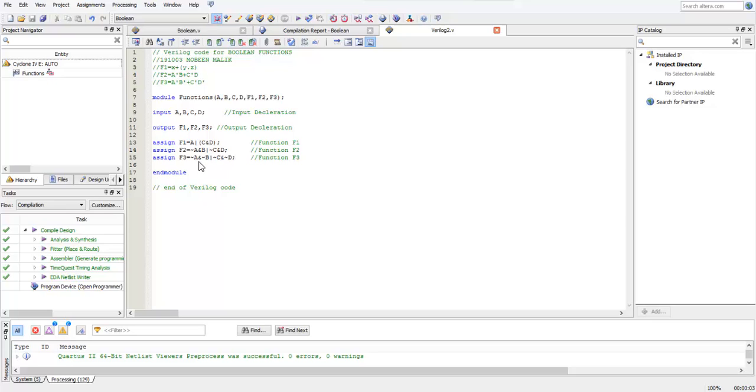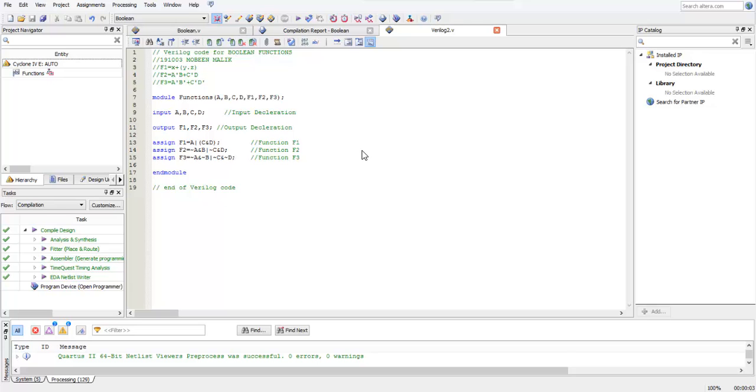The third function is the not of A and the not of B, or the not of C and the not of D, which, with these ORs and ANDs, means that one of these inputs has to be 1 or 0 to give out a specific output.